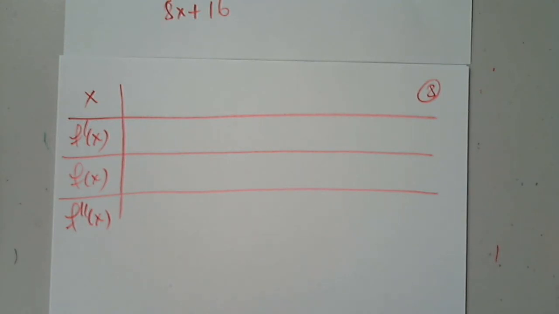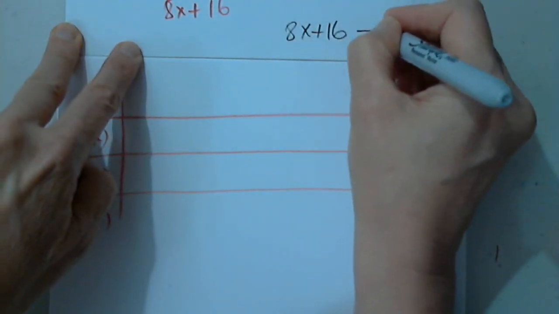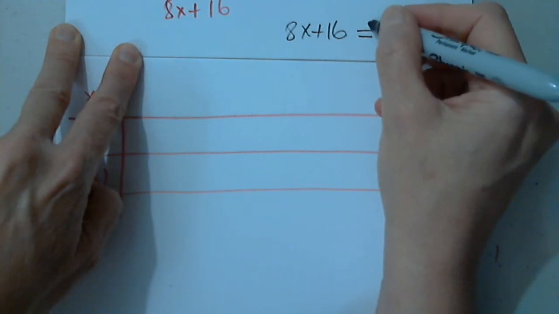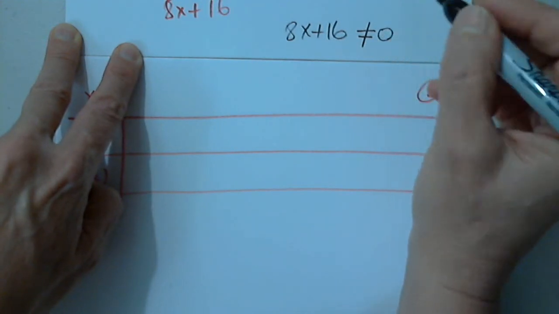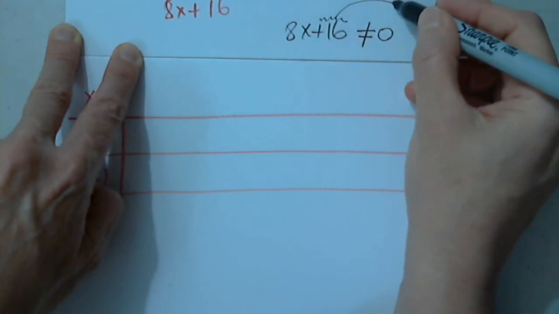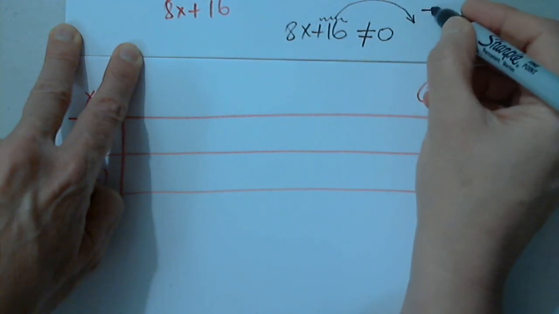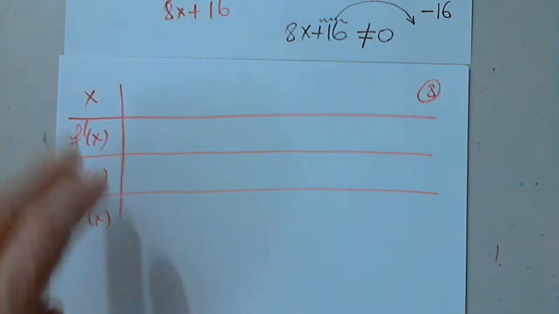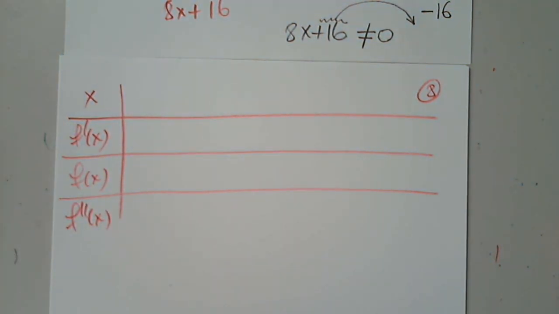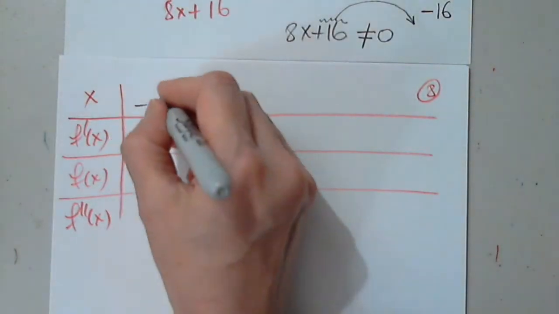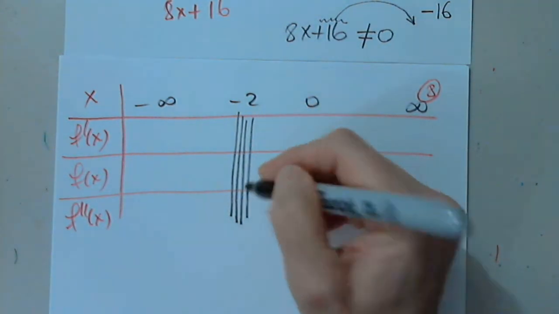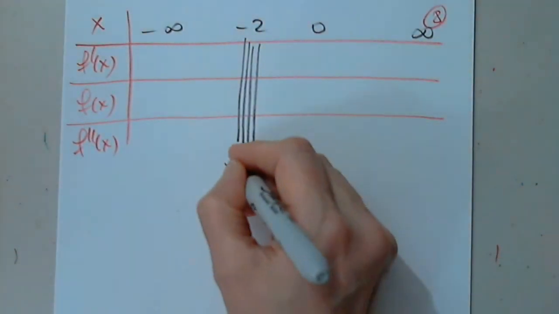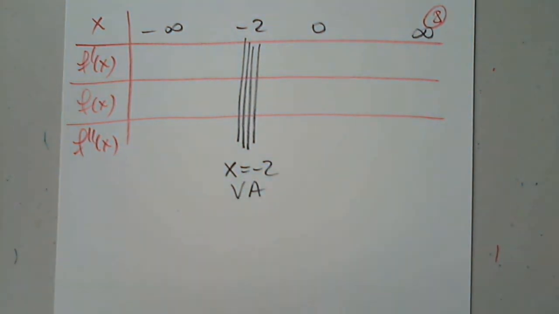It's 8x plus 16, right? Would it be 2? When we move a term from one side to the other, we have to change its sign. Oh, -2. Excellent. So negative infinity, -2, 0, infinity. So at -2, this function doesn't exist. So I know that x equals -2 is a VA, because this factor doesn't go away with anything in the numerator.